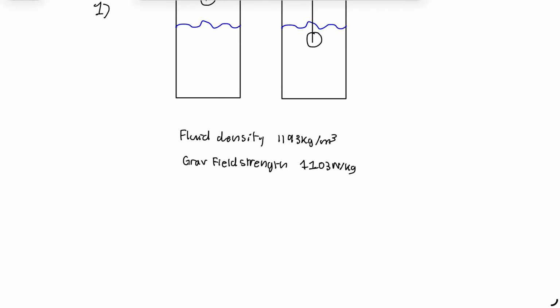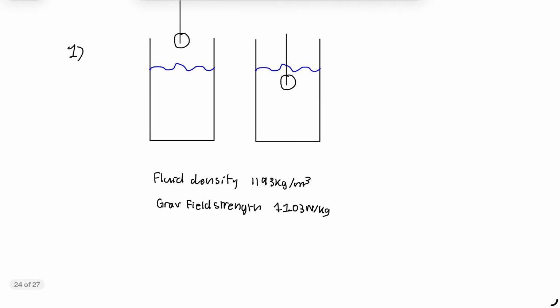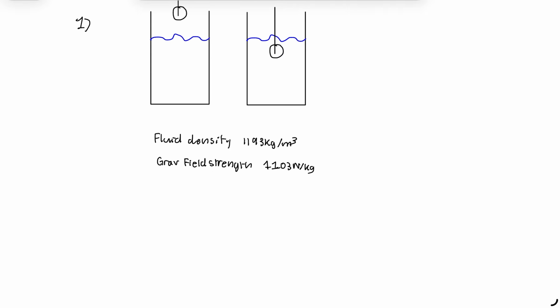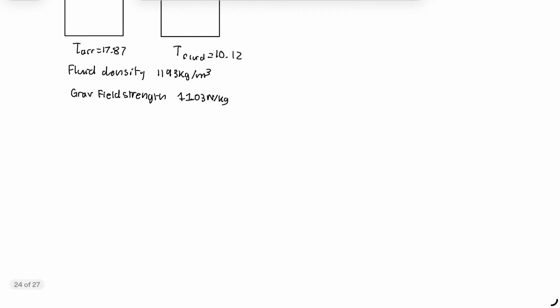So you can say that our tension in the air is going to equal 17.87. Our tension in the fluid is equal to 10.12. And now we can find the buoyant force.